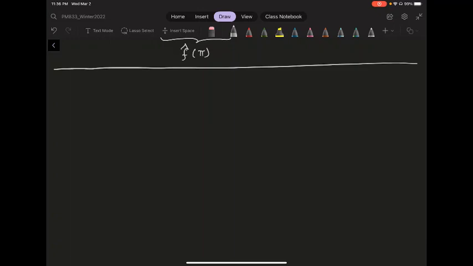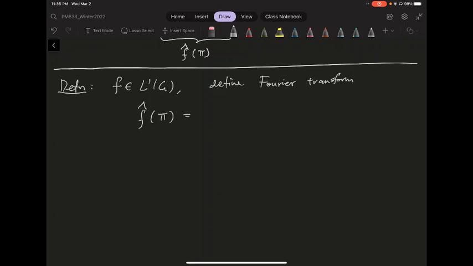So let's try to do the following. Let's do the following definition. For f inside L1 of G, let's define the Fourier transform. You essentially do really similar stuff, except now pi is no longer a character; it's just a unitary representation. So the f hat of pi is the integral of f of x times pi x star dx.